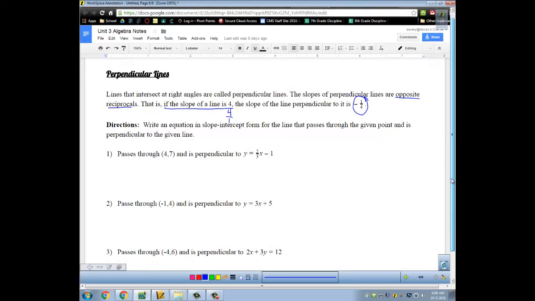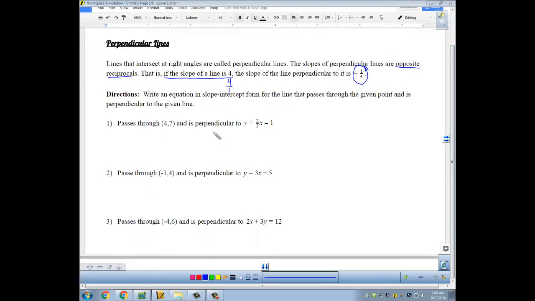So we're going to be writing equations in slope-intercept form for a line that passes through the point and is perpendicular to the line that's given. So we want it to be perpendicular to this line, which means my new slope is going to be negative 3 over 2. I change the sign, flip the fraction. So once I have that, I can plug in my numbers. We're using y equals mx plus b.